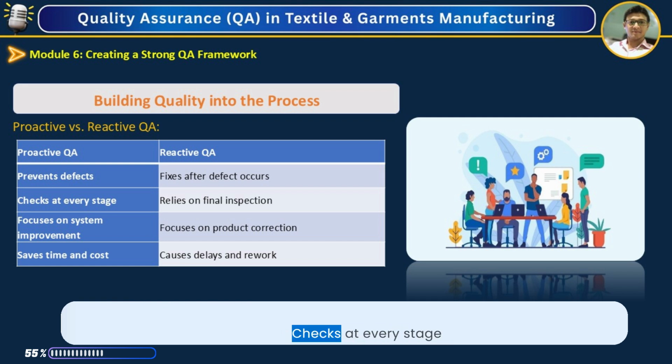Proactive QA checks at every stage. Reactive QA relies on final inspection. Proactive QA focuses on system improvement. Reactive QA focuses on product correction. Proactive QA saves time and cost. Reactive QA causes delays and rework.